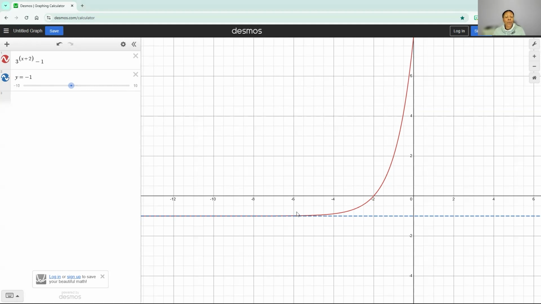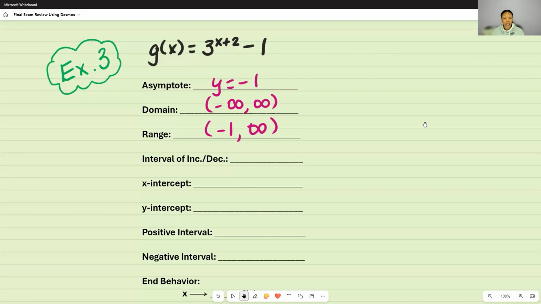For this graph, what am I doing? Am I increasing or decreasing? I'm reading from left to right, bottom to top. I am going up. So I'm increasing, and it's going to be the same as my domain. I'm increasing from negative infinity to positive infinity.